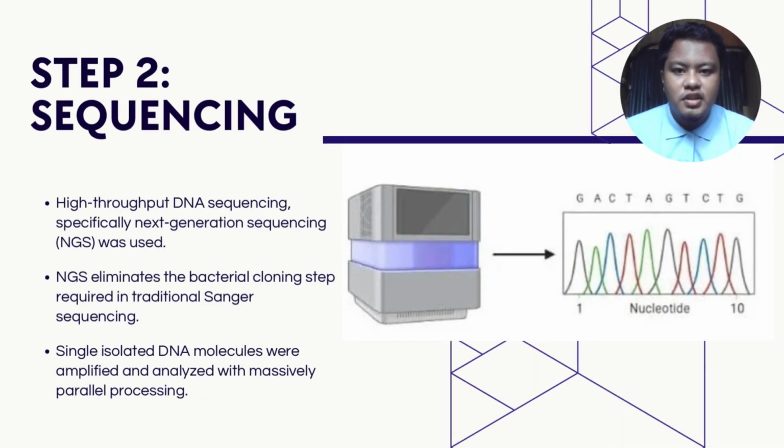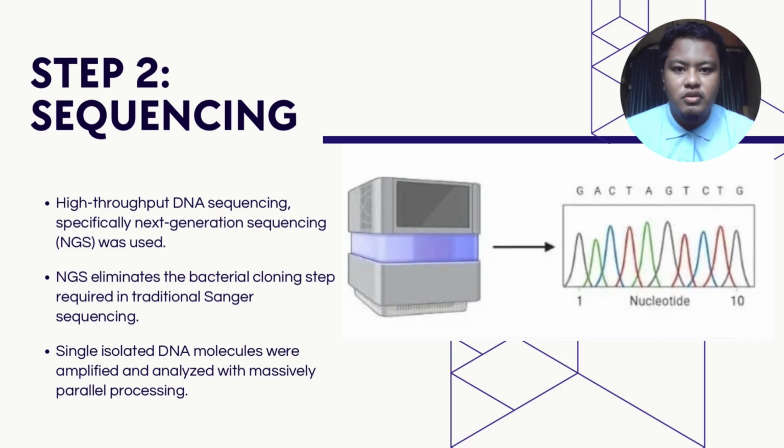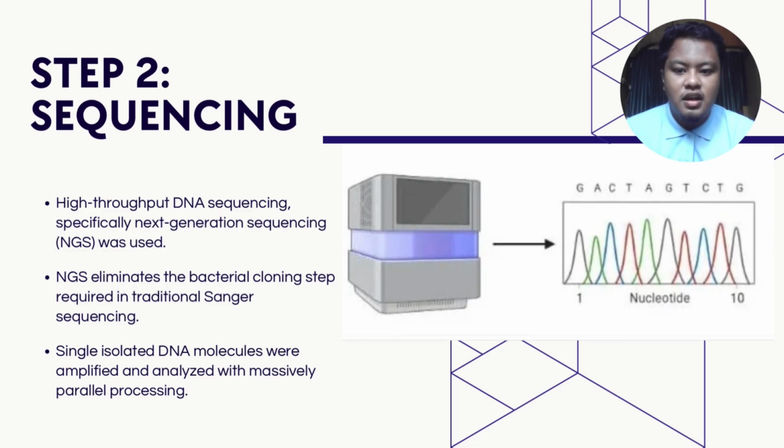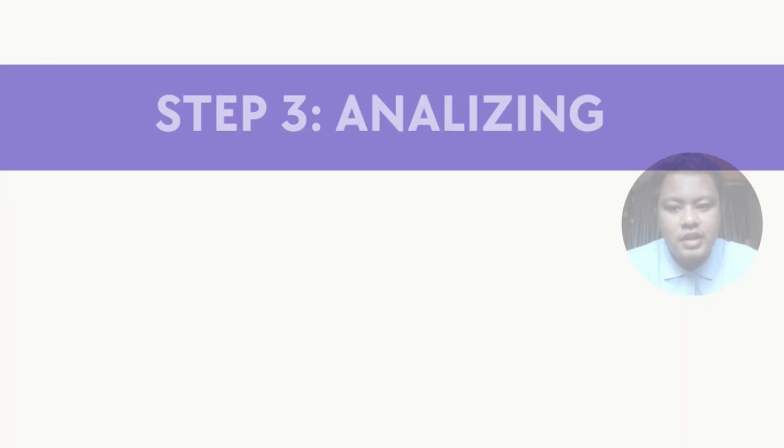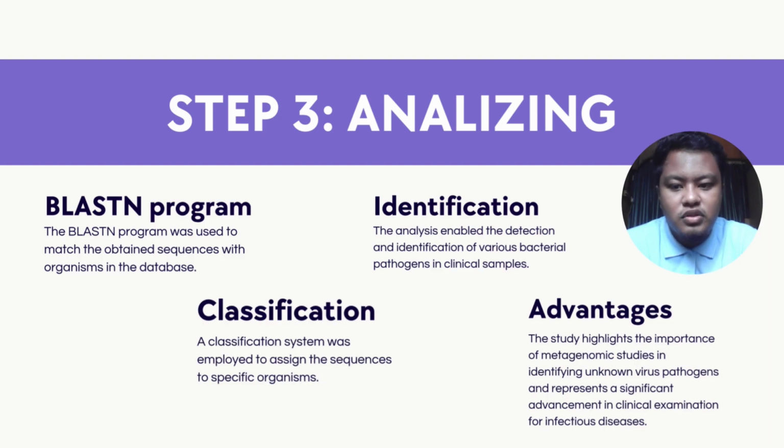The sequencing used for this experiment is high-throughput DNA sequencing, specifically next generation sequencing (NGS). NGS eliminates the bacterial cloning step required in traditional Sanger sequencing. Single isolated DNA molecules were amplified and analyzed with massively parallel processing. During analysis, the BLASTN program was used to match the obtained sequences with organisms in the database. A classification system was employed to assign the sequences to specific organisms. The analysis enabled the detection and identification of various bacterial pathogens in clinical samples.